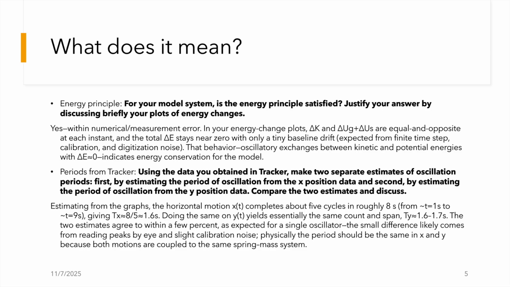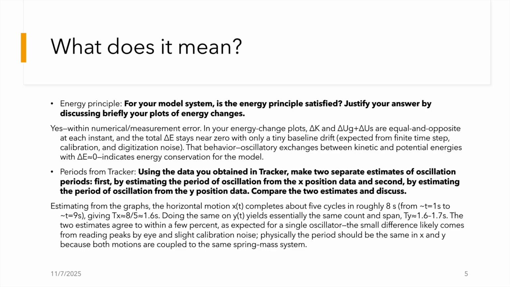Periods from tracker. Using the data you obtain in tracker, make 2 separate estimates of oscillation periods. First, by estimating the periods of oscillation from the x position data, and second, by estimating the periods of oscillation from the y position data. Compare the 2 estimates and discuss.